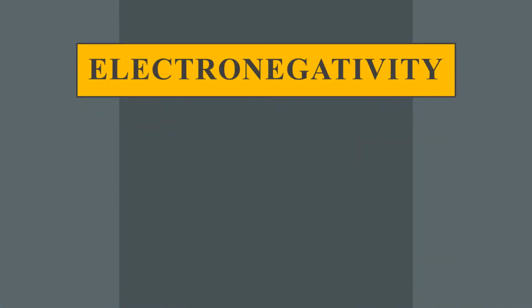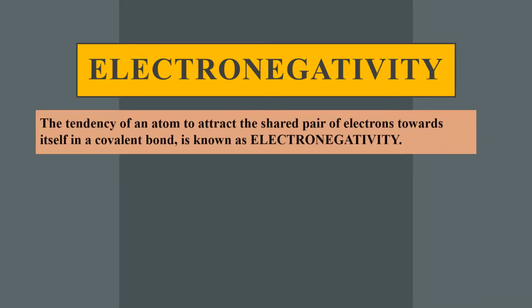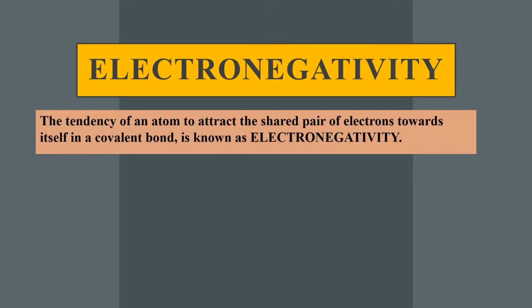Next is electronegativity. It is the tendency of an atom to attract the shared pair of electrons towards itself in a covalent bond. Simply, electronegativity means when an atom attracts a shared pair of electrons towards itself. When an atom is linked with a covalent bond to another atom, and between the two atoms, one atom has a tendency to accept the shared electron pair towards itself, that tendency of an atom is known as electronegativity.